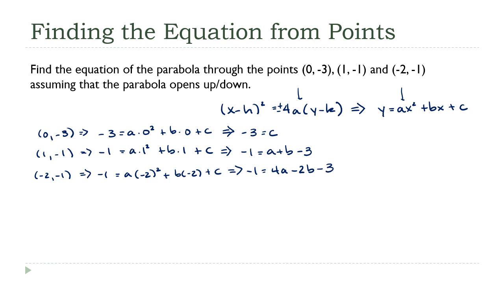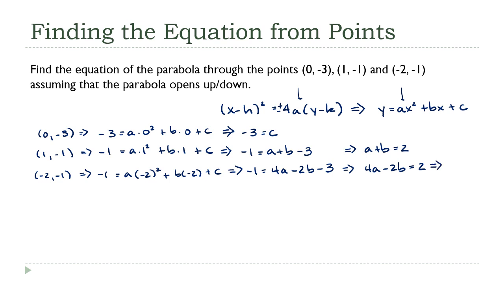Hopefully this is starting to look familiar. I'm going to go a little further and get the constants all on one side. So this is a + b = 2, adding 3 to both sides. And this one is 4a - 2b = 2, adding 3 to both sides. Yeah, okay, I can go one step further.